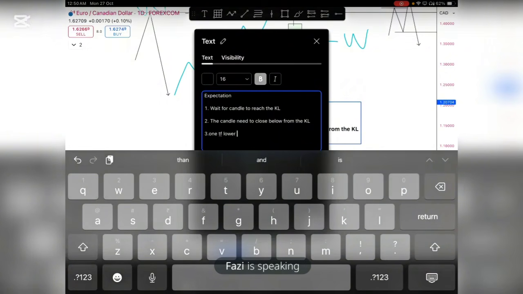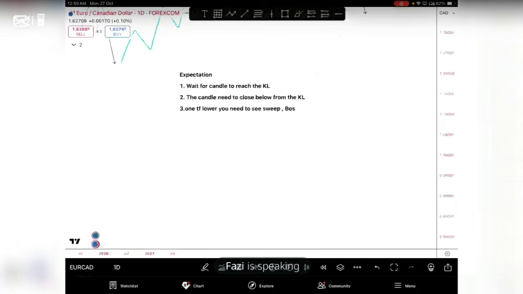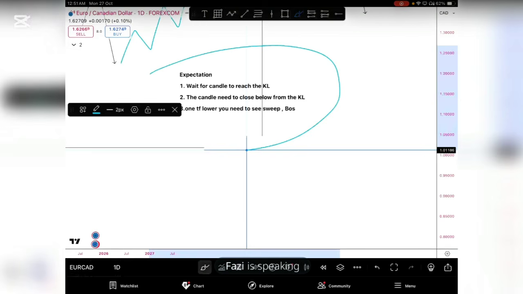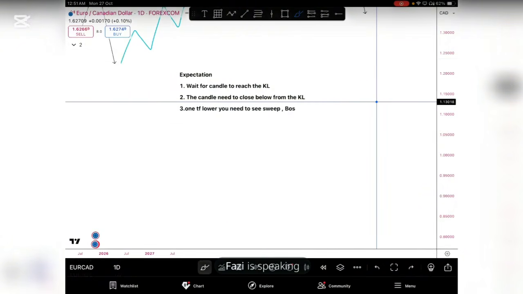You need to see sweep and breakout structure. So understand the 3-step expectation. You cannot take the trade until the candle completes this thing. So when all of this has happened, the expectation has been filled. The market has filled your expectation, right?